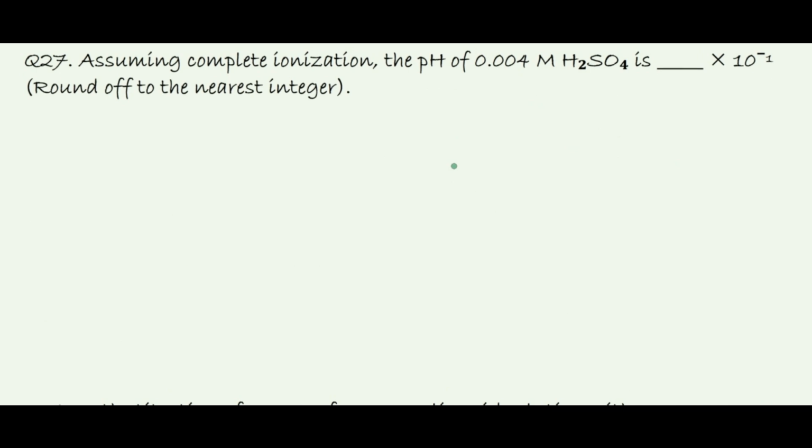Let's see the next question. Assuming the complete ionization, the pH of 0.004 molar H2SO4 is 10 to the power minus 1. Okay.